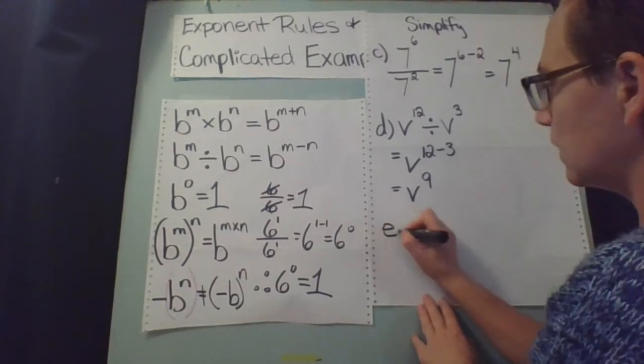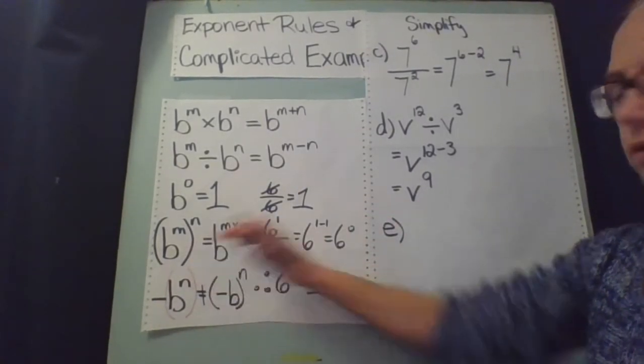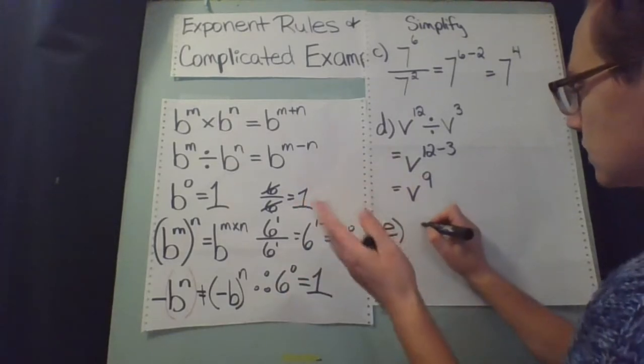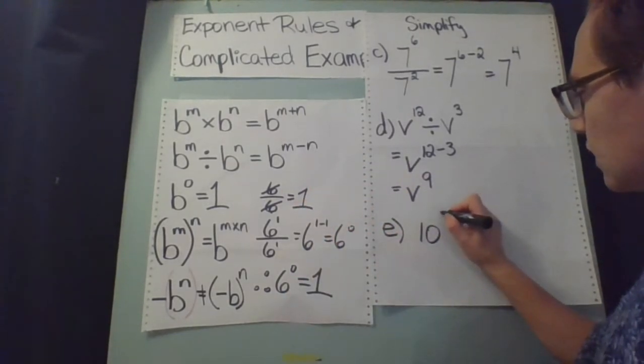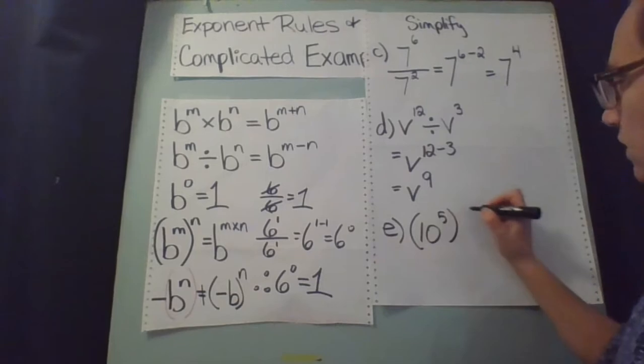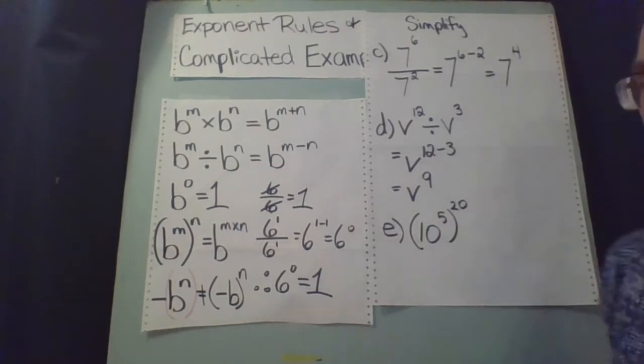Alright, for e, let's do our power of a power rule. So let's say I've got 10 to the exponent 5, all to the exponent 20.